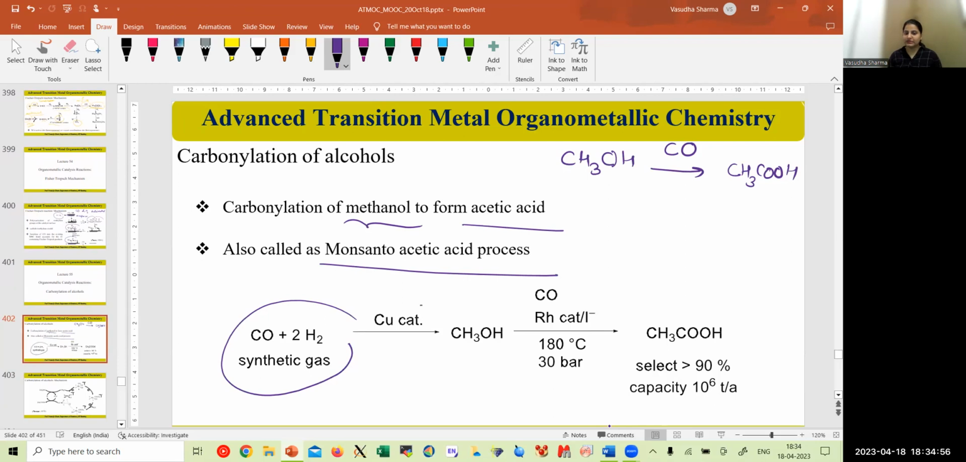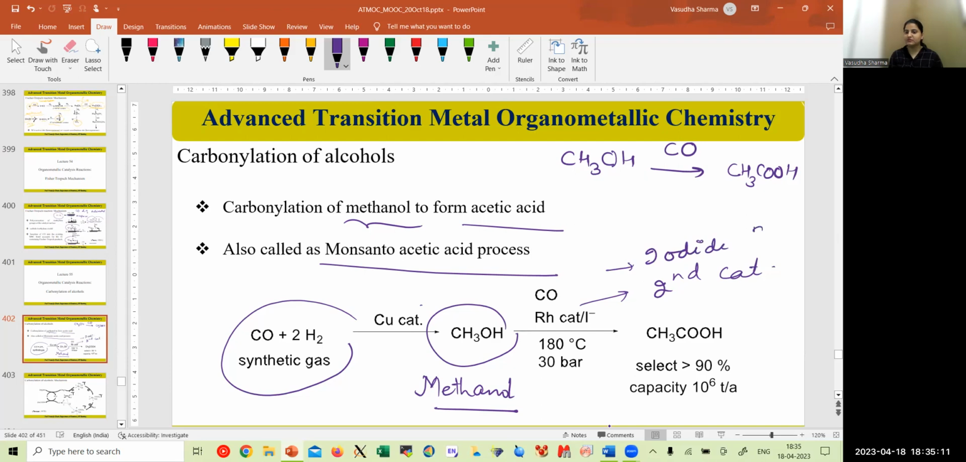In the presence of the copper catalyst, we first get the methanol. So this is the first thing that we will be getting. And then it will involve another catalyst, in the presence of carbon monoxide. This also involves the iodide source. Why it is involved, we will see in the next slide.